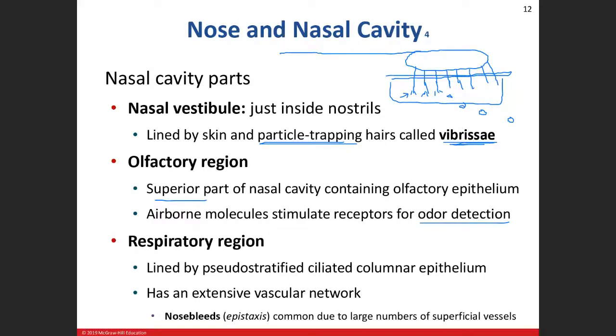But now, when we talk about the mucous membrane of the nasal cavity, we are dealing with that pseudostratified ciliated columnar epithelium, okay?